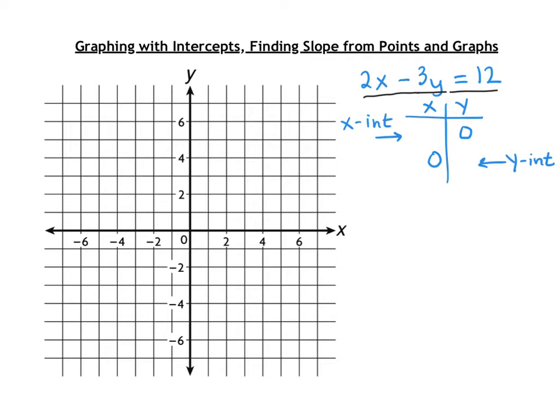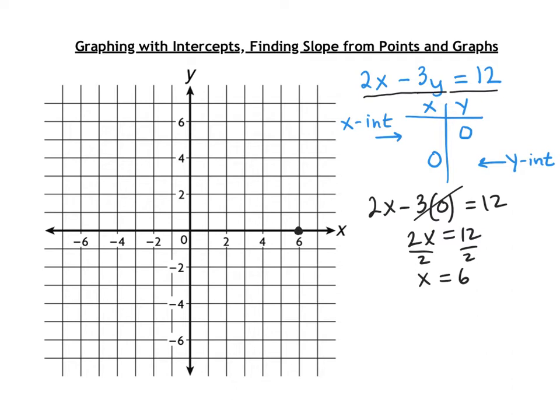That means you're going to take that equation, 2x minus 3 times 0 equals 12. And that's what I was talking about. That thing is just gone. That leaves us with 2x equals 12. Divide by 2, and you can see that x would be 6. The x-intercept then is positive 6.